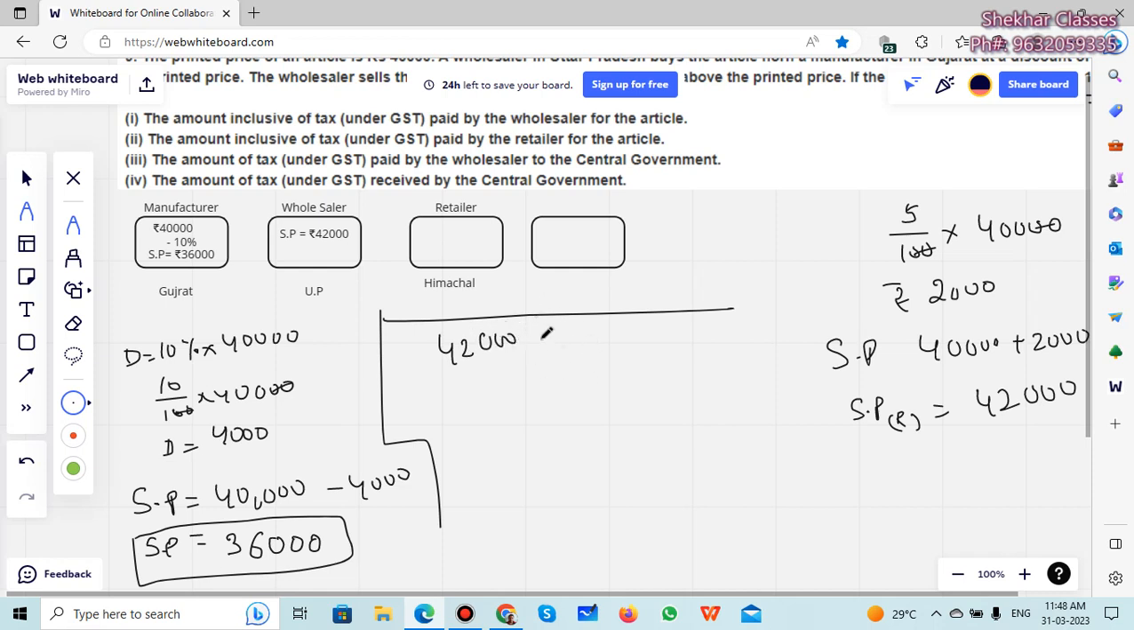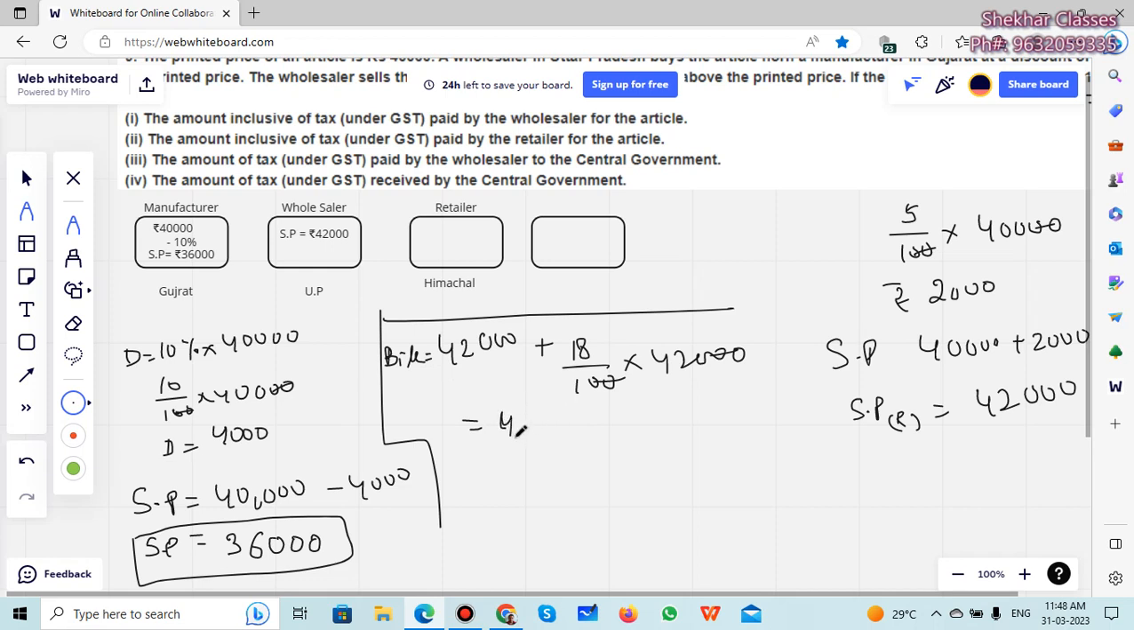plus 18% of 42,000. Why so? Because it is IGST here. This is for the retailer. So the bill amount for the retailer will be this much. If I calculate, what is 18% of 42,000? That will be 18 into 420, and that will give you 7,560.